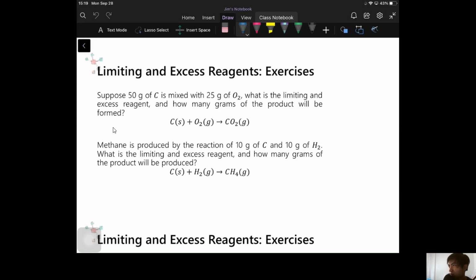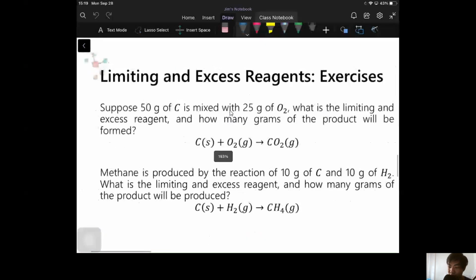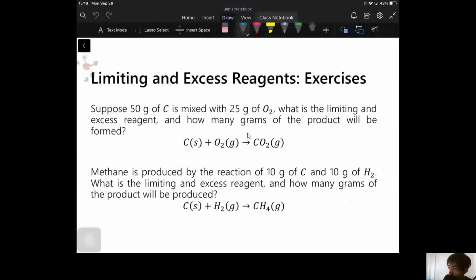There's some question: what is the limiting reagent? How many grams? Okay, so ganito lang yan. For you to answer this, you should have chemical equations, which is this one. Ang question dyan, is that balanced? Is this equation balanced? Hindi.